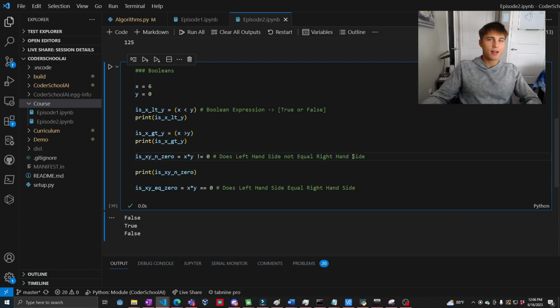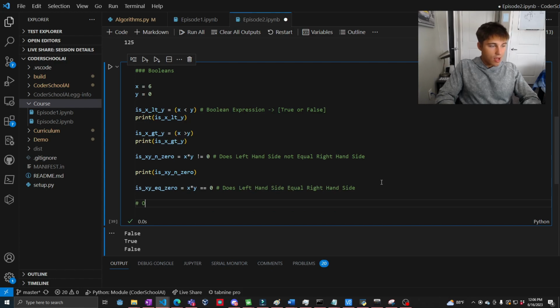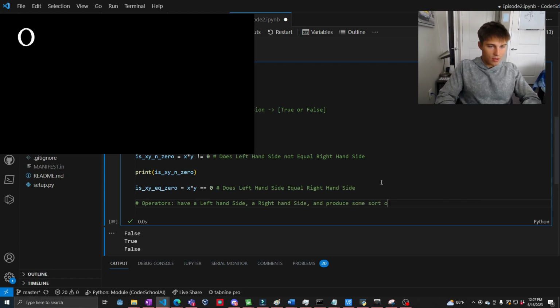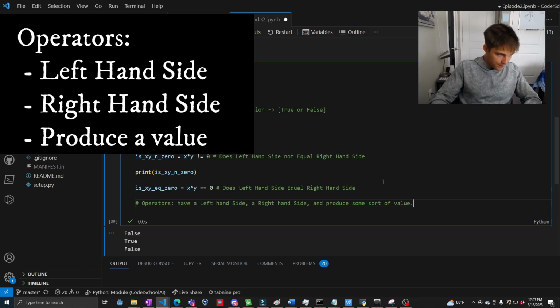I think we might have talked about it a little bit last time. But you could think of these operators as taking a left-hand side and a right-hand side and producing some sort of value, right? Let's just write that down because that's also super important, right? Operators have a left-hand side, a right-hand side, and produce some sort of value.